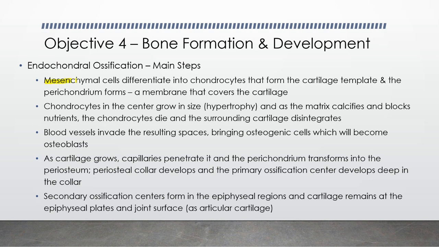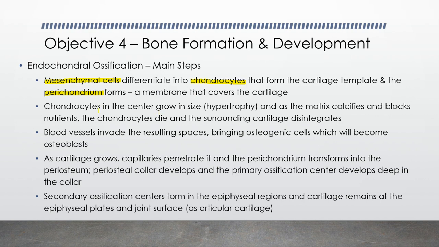It is going to start with your mesenchymal stem cells again, but this time they're forming cartilage. They're going to form chondrocytes, which are cells that make up cartilage, and they're going to form a cartilage template, and they're going to form what's called the perichondrium, which is the outer layer of your cartilage.